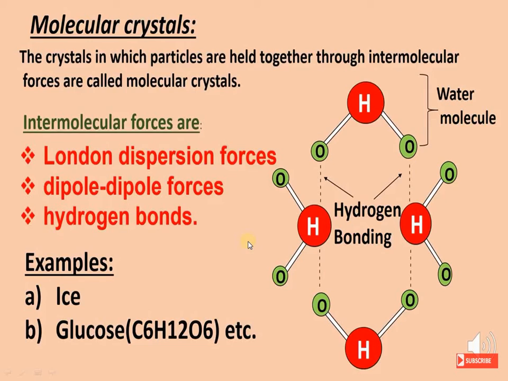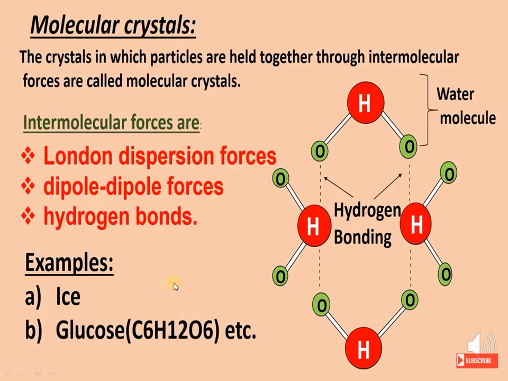For example, as in the diagram, there are hydrogen bonds that are formed between different molecules of water. Hydrogen bond is the bond that is formed between the most electron deficient element, that is hydrogen, and the most electronegative element, that is oxygen. The bond formed here is known as the hydrogen bond. It is present in molecular crystals or molecular solids. Other examples include ice and glucose molecules.